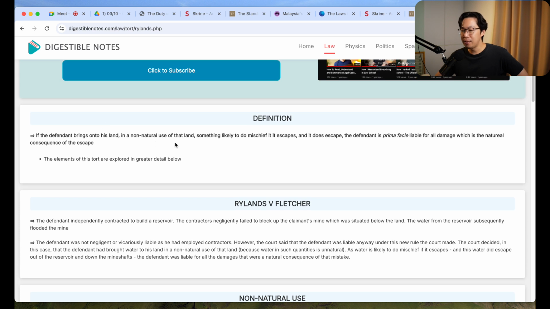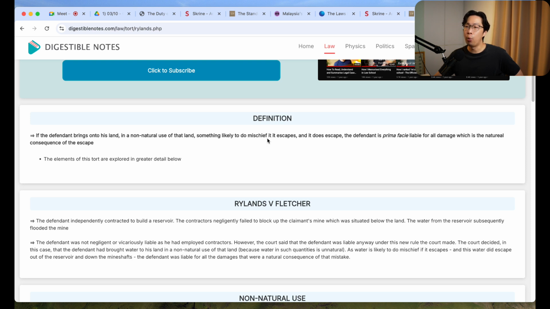Defendant brings onto his land a non-natural use, a tiger. Okay. Sometimes, let's say you rear ducks in your house, and because you need to rear ducks, you need to build a big pond. Okay, so by right, the house can only be a house, it cannot be a pond. And then something breaks loose, the water from the pond flows over to a neighbor's house, causing your neighbor's house all damages. Then Rylands and Fletcher applies, because you bring into a land a non-natural use. You have a tiger there, you have a pond there, something likely to do mischief, it escapes.